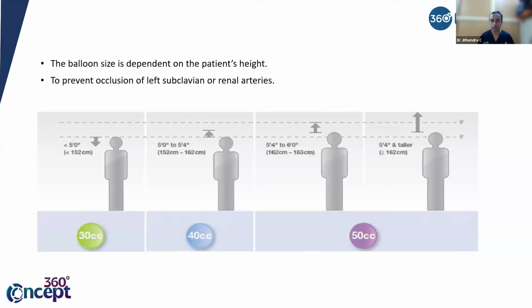If the patient's height is less than 152 centimeters, you use a 30 cc balloon. If it is 152 to 162 centimeters, it's a 40 cc balloon. If it is 162 to 183 centimeters or anything beyond 162 centimeters, it is a 50 cc balloon.